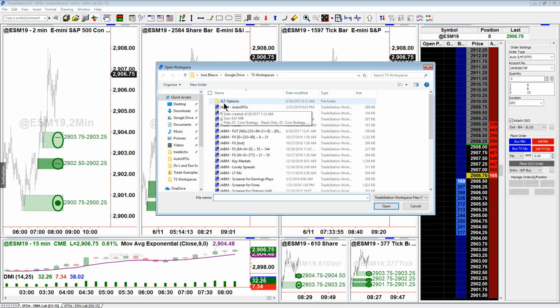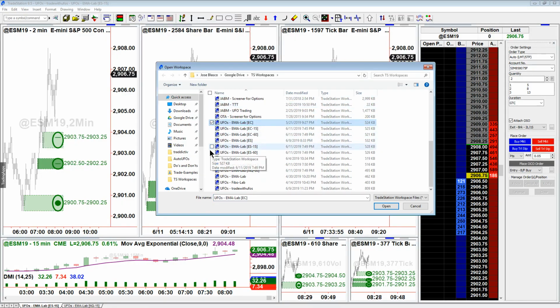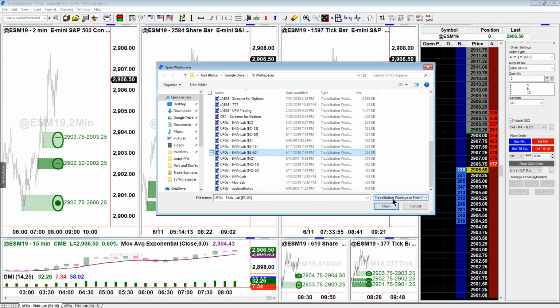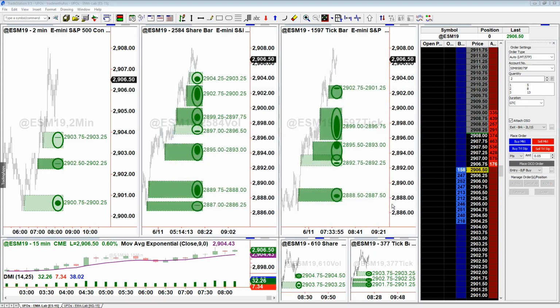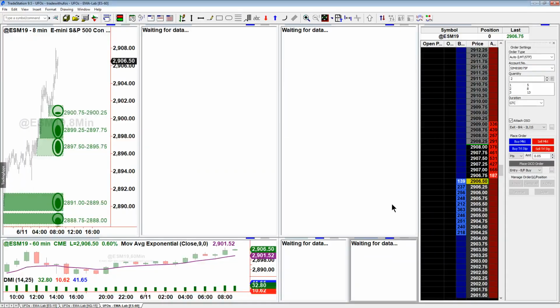Notice how the one I have below is EMA Lab ES15, which is this one here, but I also have one that I have prepared, which is ES60. If I open the ES60, click on the workspace, click open, I'm going to have the very same type of workspace with the same time frames, but what's going to be different will be the time frames that I use, and therefore that will impact the duration of the trades.